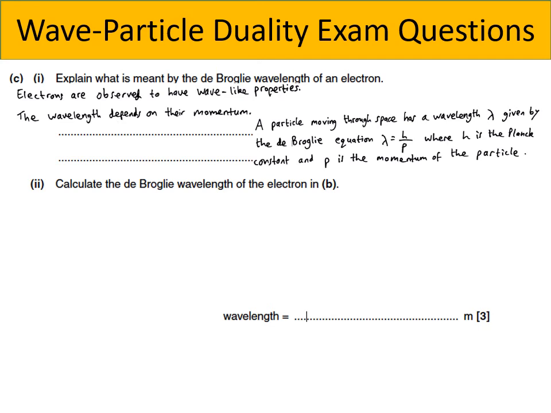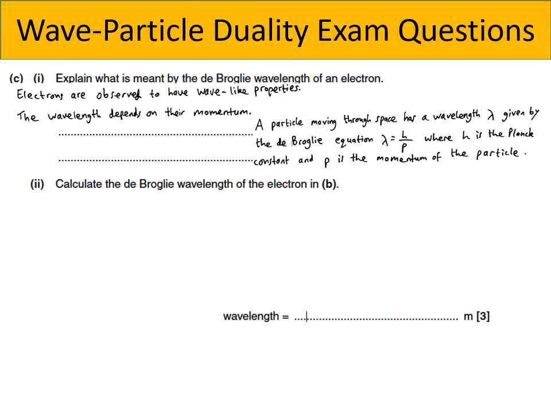We can also say a particle, or in this case an electron, moving through space has a wavelength lambda given by the de Broglie equation. Lambda is equal to h divided by p, where h is the Planck constant and p is the momentum of the particle, or in this case electron. So you don't have to write both definitions, one or the other would do. Okay, right, on to part 2.